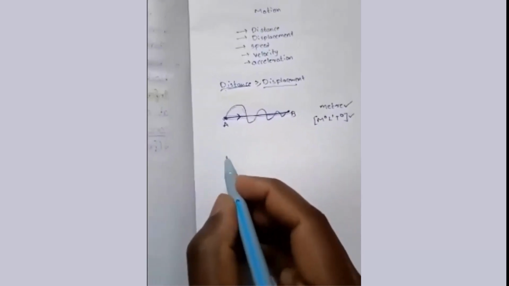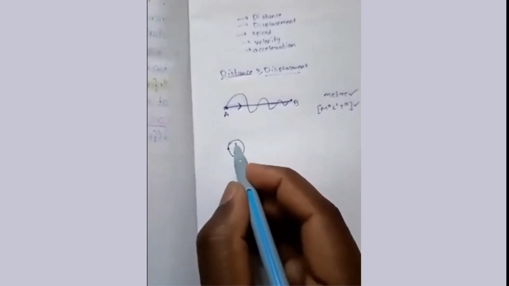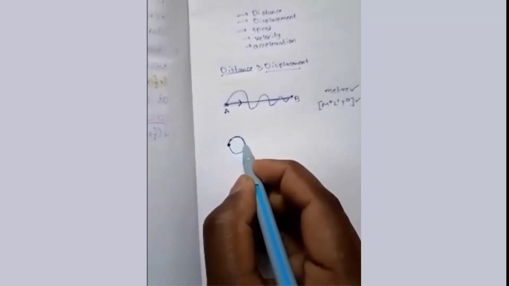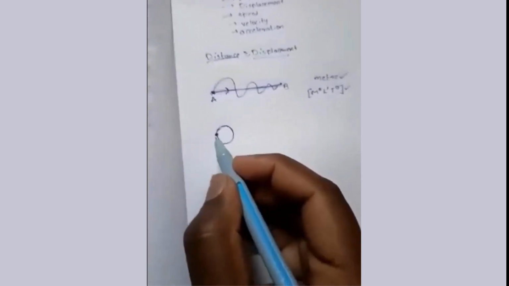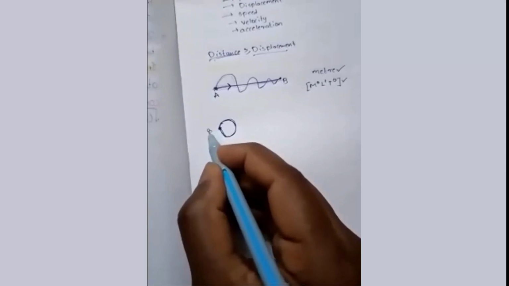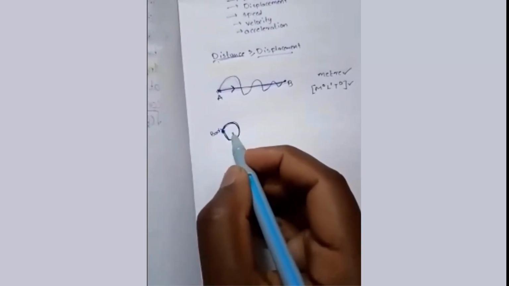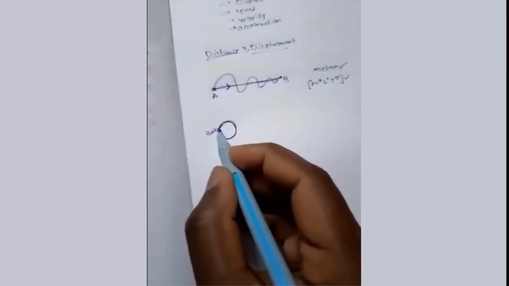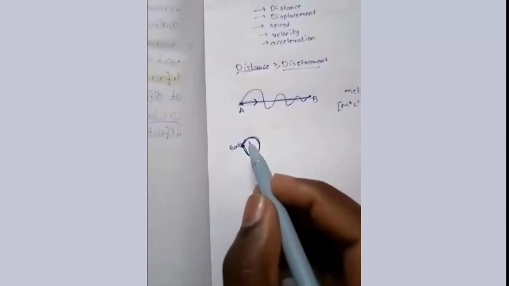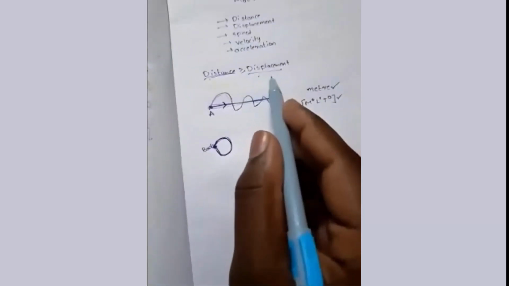And the special case: for a closed path, the particle starts from here, goes in a closed path and returns to the same point. Here we see that distance is non-zero, because the distance is the length of this path. But the displacement is zero because the initial and final points are the same. So we can say for a closed path, the distance traveled is non-zero, but the displacement is 0.